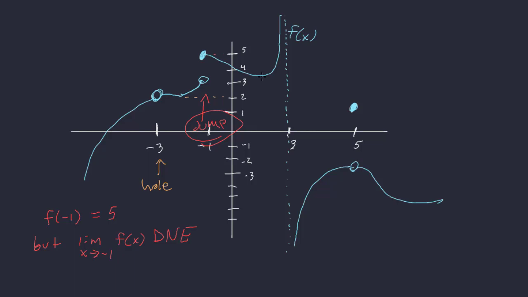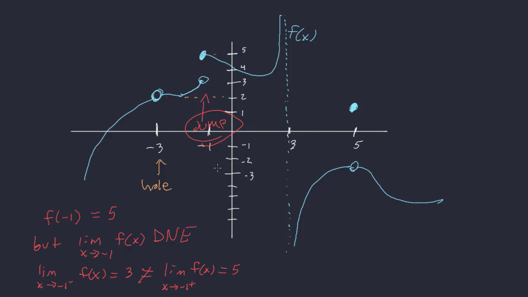Right, because from the right side the limit is 5, and from the left side the limit is 3. Okay, so as I said, the limit from the left side of -1 is 3. The limit from the right side of -1 is 5. These don't match. Therefore, the limit just straight up doesn't exist. So if it doesn't exist, it can't even equal what f of -1 is.